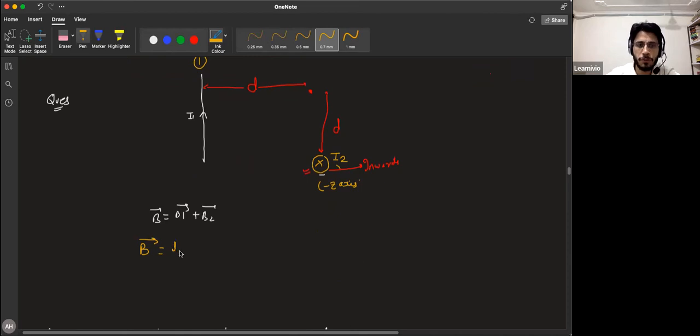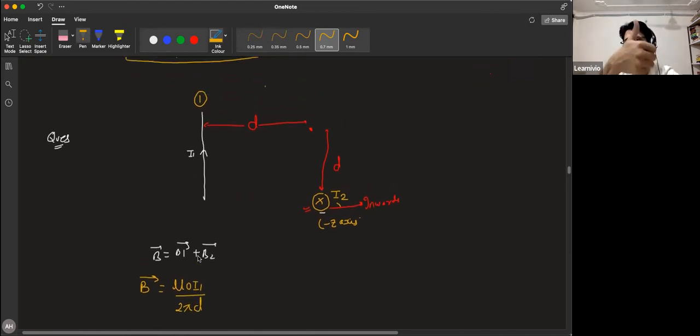B1 is mu naught I1 by 2 pi d. Let's calculate the direction. Direction is straightforward. Current is going upwards, so the curvature of the finger will go inwards here. Inwards means minus k cap is the direction. Yes, Yashika, it's correct now. Plus, your current is going inwards. If current is going inwards, you can point your thumb in the inwards direction.